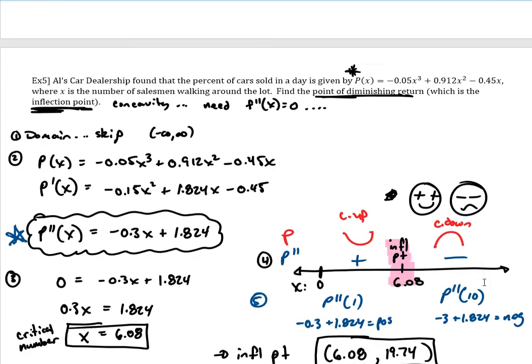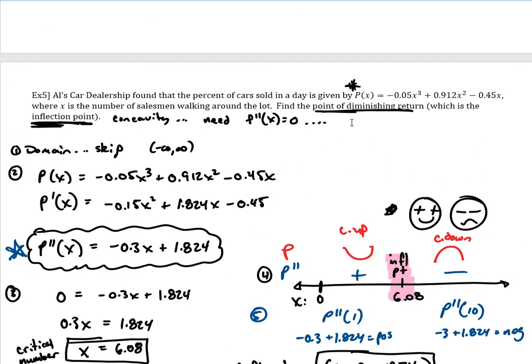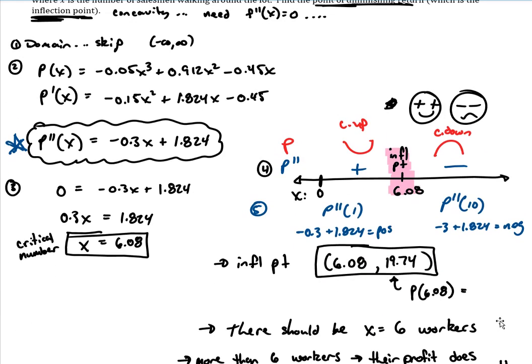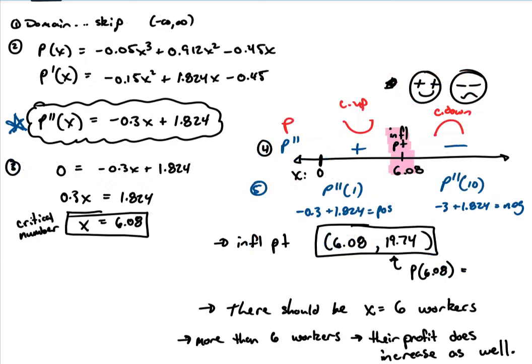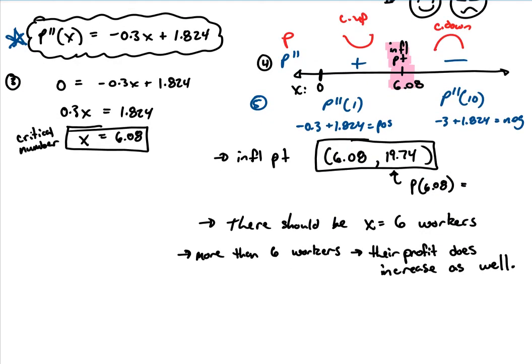The 19.74 would represent a percent of the cars. So they're saying 20%. This is made up, obviously. So 20% of the cars are being sold in a day. That probably doesn't make sense either, but that's okay. For this scenario, we're going to assume it does. So that does represent a percent: 19.74% of cars are sold. Whereas if you start to increase workers, maybe this percent doesn't really go up too much, and instead you're wasting time paying extra workers.